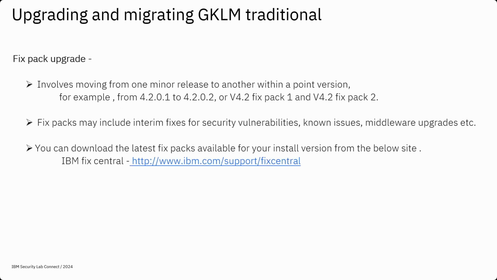Next is fix spec upgrade. A fix spec upgrade refers to a minor update where the major version of the product remains unchanged. It involves applying a fix spec or an interim fix on top of the existing version. For instance, if you are using GKLM version 4.2 and apply fix spec 1 on it, the version would change to 4.2.0.1.